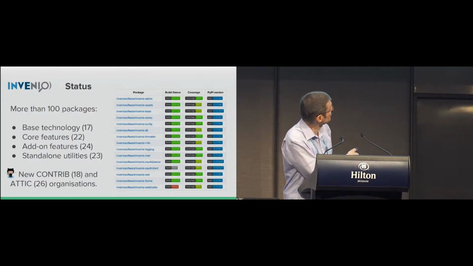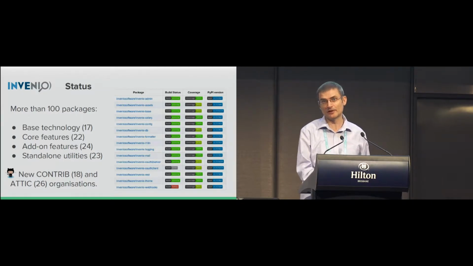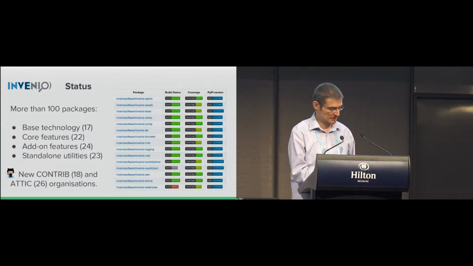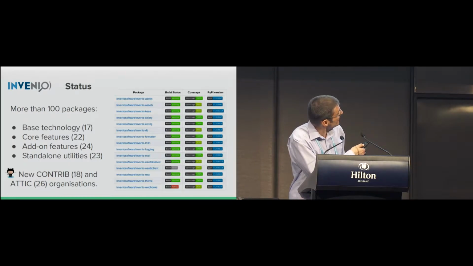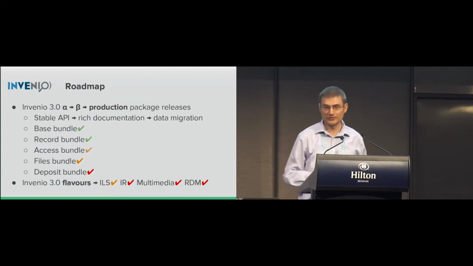On the right-hand side, you have an example of the packages and the typical build status, which is almost always passing everywhere. Typical code coverage is close to 100% everywhere, because with the rewrite of Invenio, we pay a lot of attention to good test coverage of the code. And on the right-hand side, it's very small, you cannot see, but packages are released as alpha or beta on PyPI. And this is actually pointing to our roadmap.